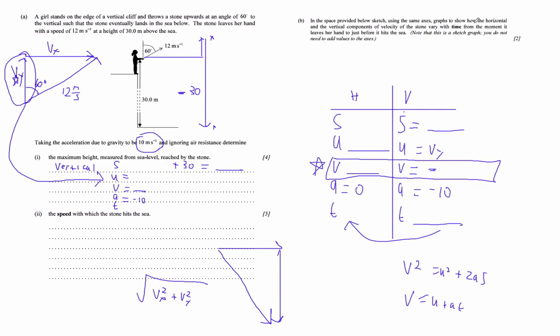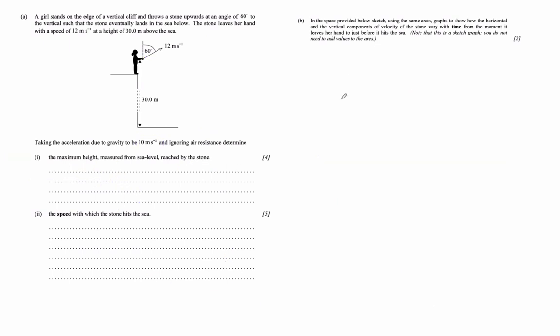Okay. And then the final thing here, B, says in the space below, sketch using the same axes graphs to show how the horizontal and vertical components of the velocity vary with time from the moment it leaves your hand to just before it hits the sea. Notice it's a sketch graph. You do not need to add values. Well, maybe we should add values. I don't know. Okay. So here's what they want you to do. You're going to draw a graph like this.